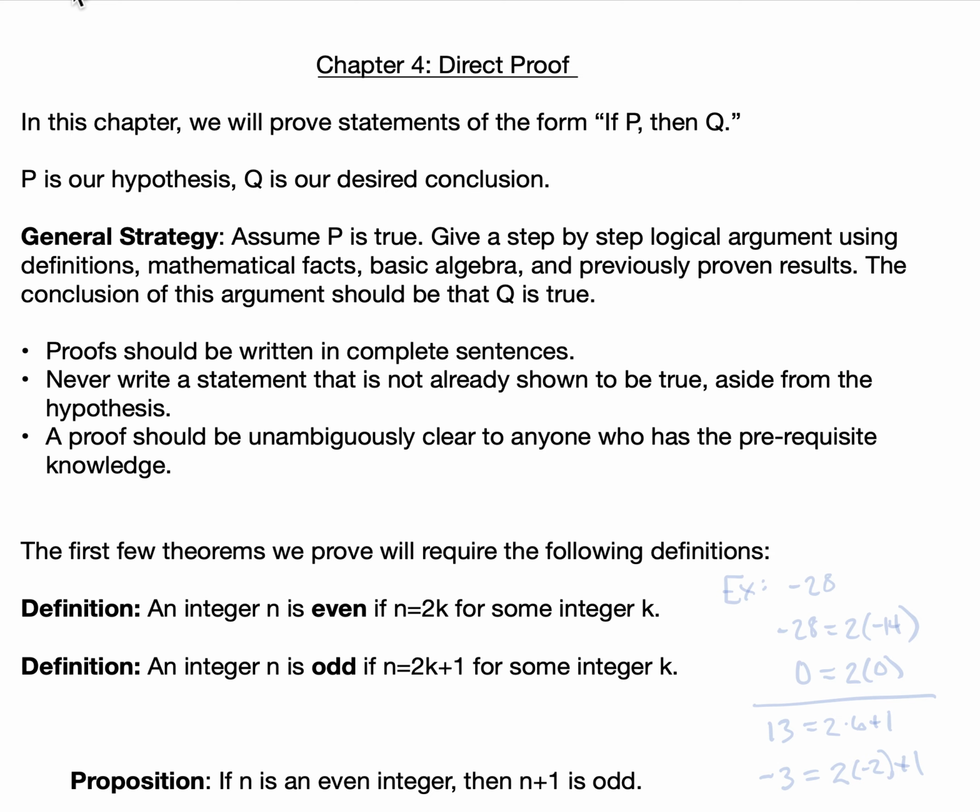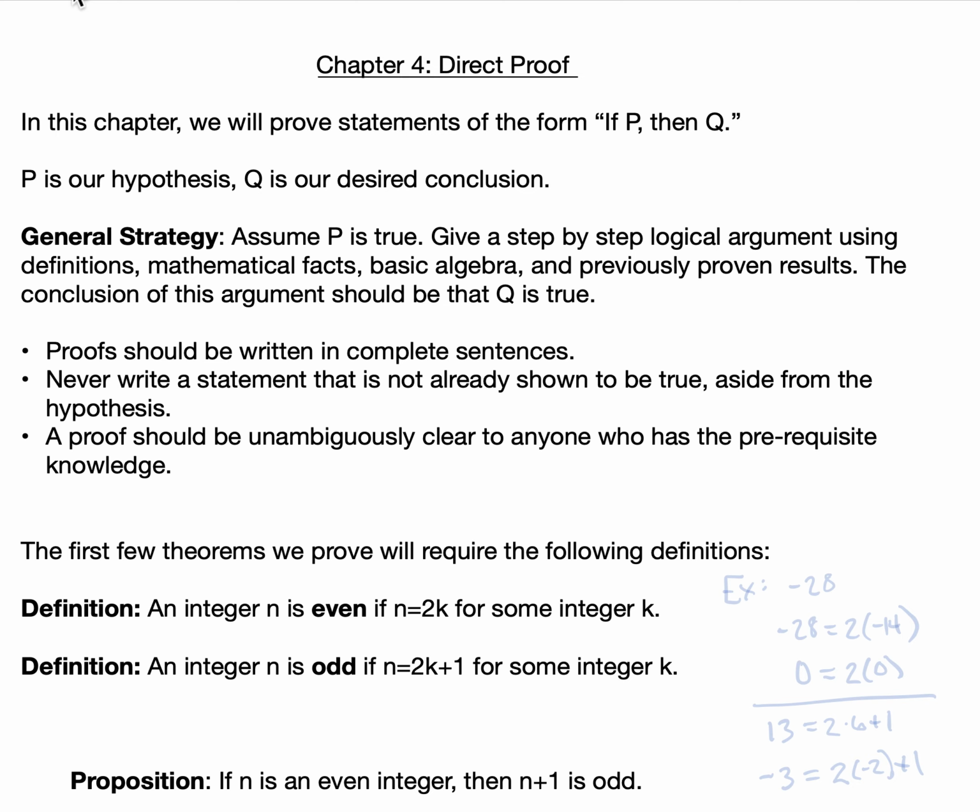The topic of this video is Chapter 4, Direct Proof. In this chapter, we will prove statements of the form, if P is true, then Q is true. P is our hypothesis and Q is our desired conclusion. Our general strategy will be to assume that P is true. We'll then give a step-by-step logical argument using definitions, mathematical facts, basic algebra, and previously proven results. The conclusion of this argument should be that Q is true.